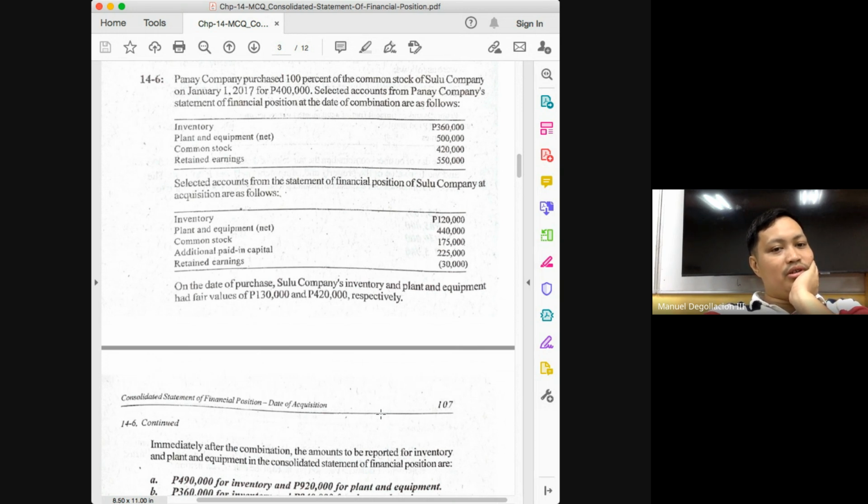we are forced to make an assumption, class, that there must be liabilities here. Why? Because if you check the equity portion, class, understand that your net asset is essentially the same as your equity, class. If you look at the book values of the assets, it's 120 plus 440, and that will give you 560. And then if you look at the equity, class, common stock of 175, then APIC or share premium of 225, that will give you 400, minus 30. The equity or the net assets must be 370. That is at book value.